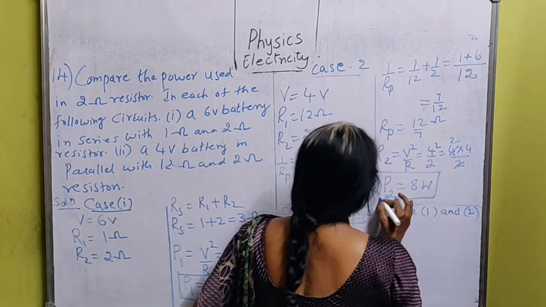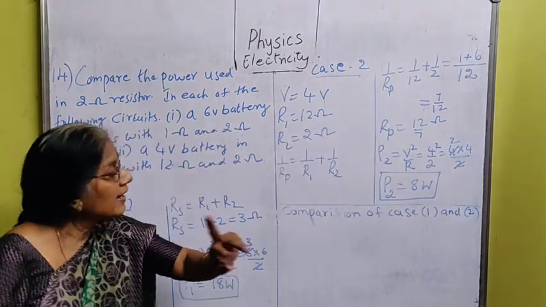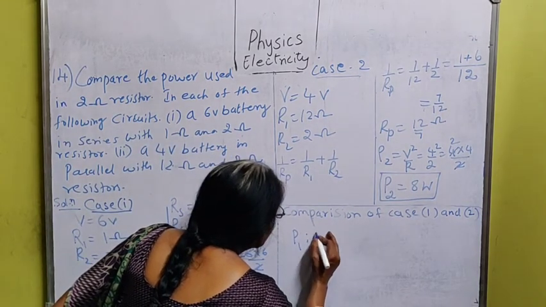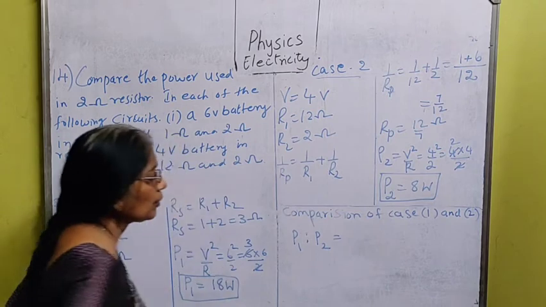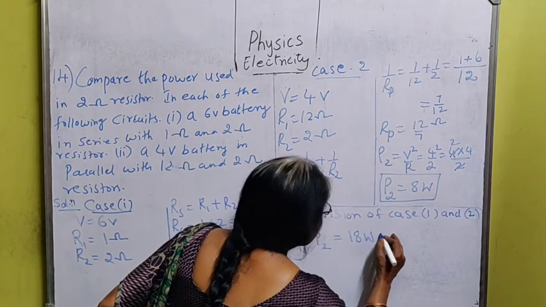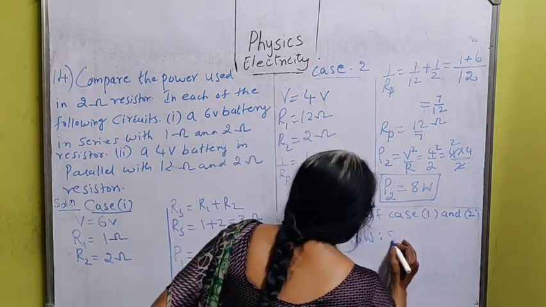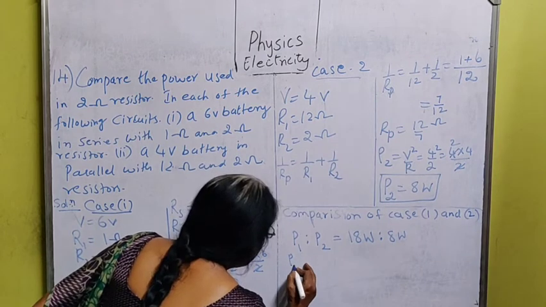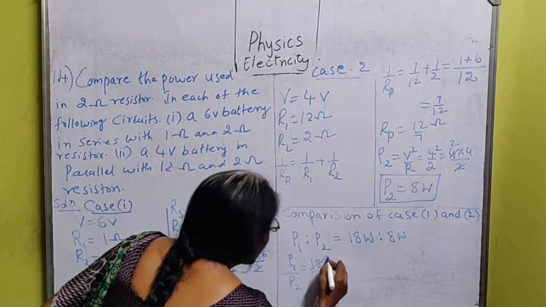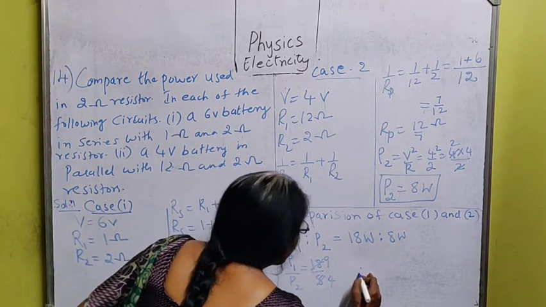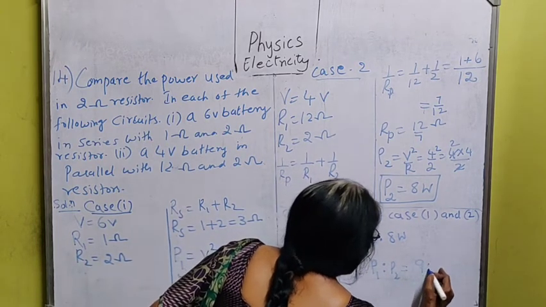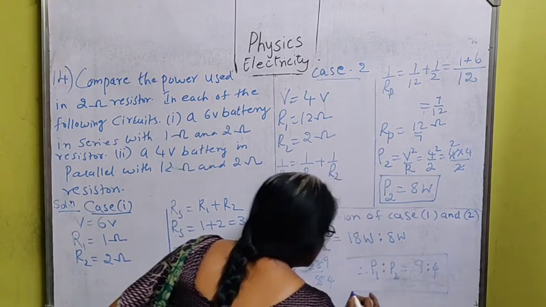This is very important. Now we are going to compare case 1 and case 2. Power 1 is to power 2 is equal to, what is power 1? 18 watt. So 18 watts is to, what is the other one? 8 watt. So we can write P1 by P2 is equal to 18 by 8. 2 9s are 18, 2 4s are 8. Therefore P1 is to P2 is equal to 9:4. This is your answer.